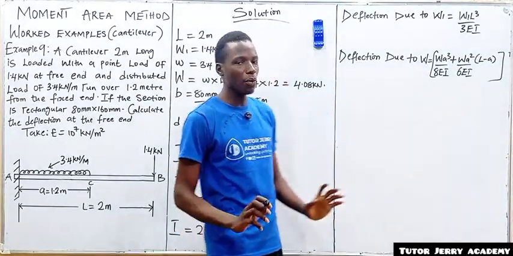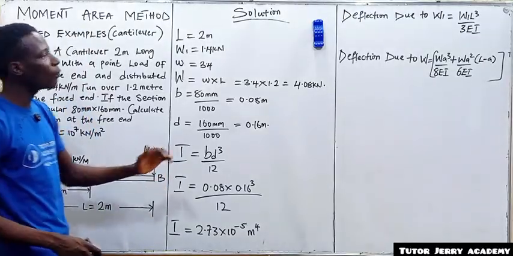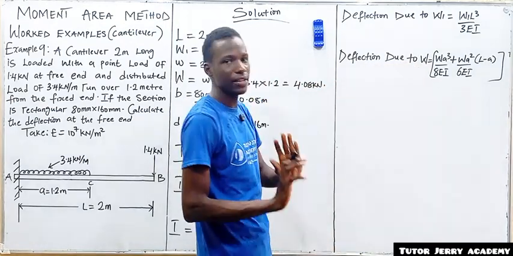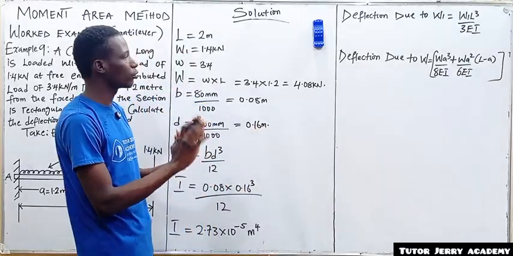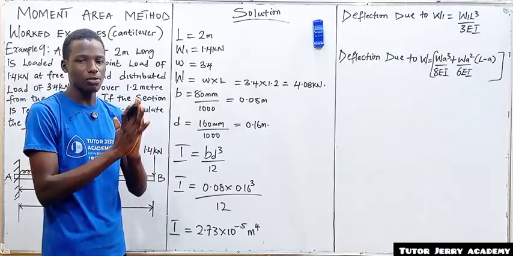All right. Now to get the total deflection at B, we will sum deflection due to W1 plus deflection due to what? The W2. All right. So you see that this is how we can get the total deflection for this beam. We have to consider the loads and sum them together.